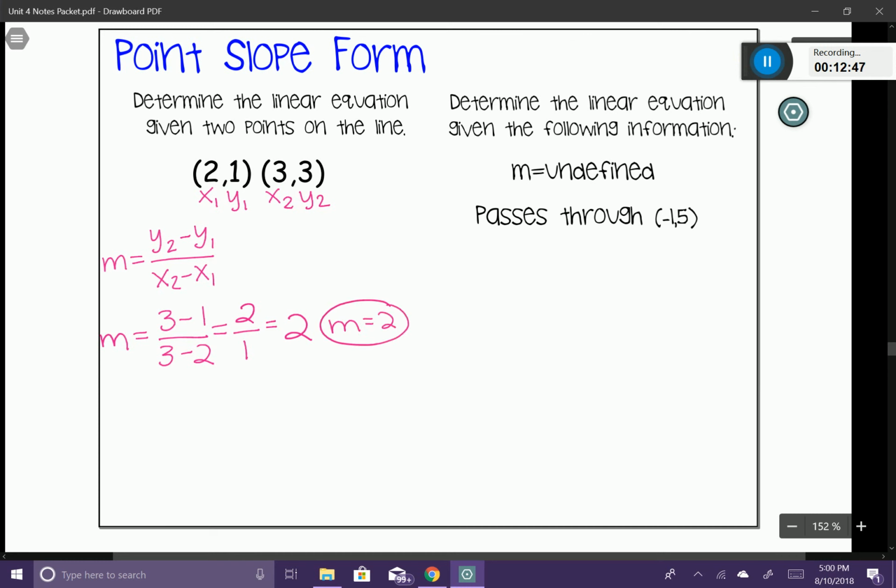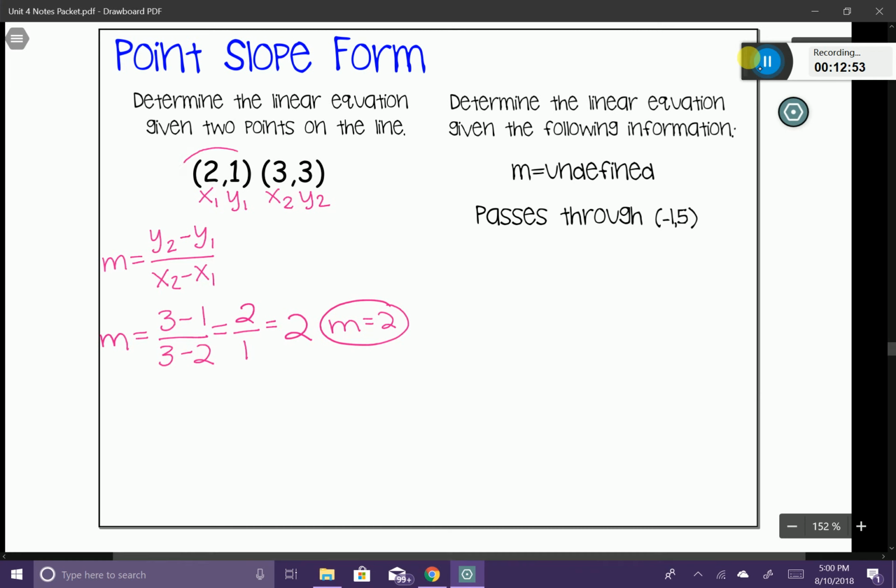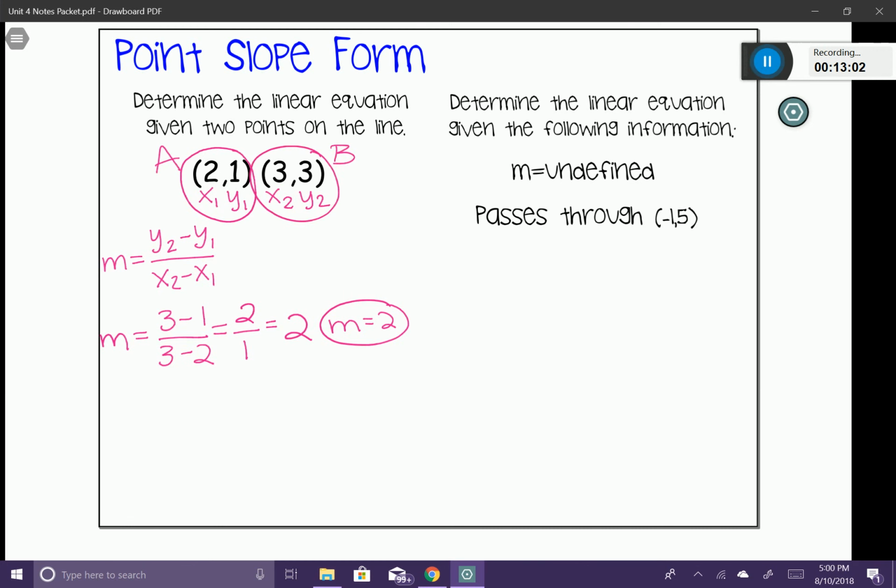All right, now that I have a slope, I want to put it into point slope, so I need a point. Luckily, I have 2 points to choose from, don't I? I have A and I have B. Now, either one is perfectly fine to choose, and I'm going to go ahead and start with the first one.